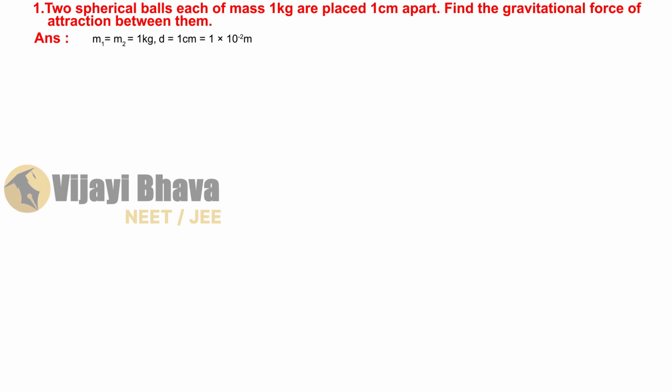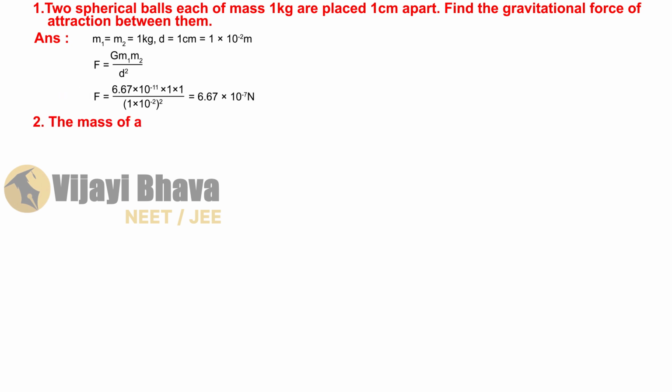The force of attraction between two bodies is given from Newton's universal gravitational law as F is equal to G m1 m2 by d square. Substituting the given values, we get F is equal to 6.67 into 10 power minus 11 into 1 by (1 into 10 power minus 2) whole square. On simplification, we get 6.67 into 10 power minus 7 Newton.